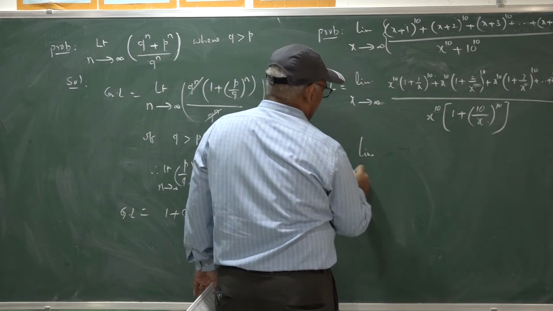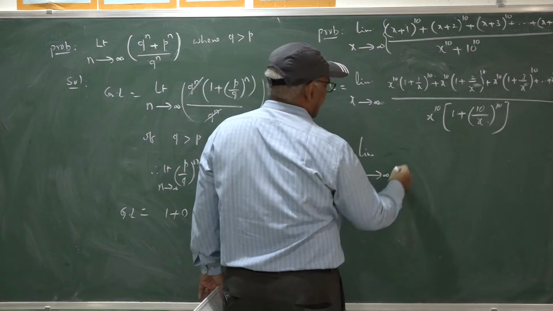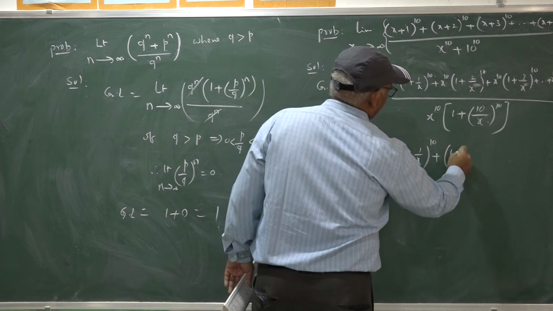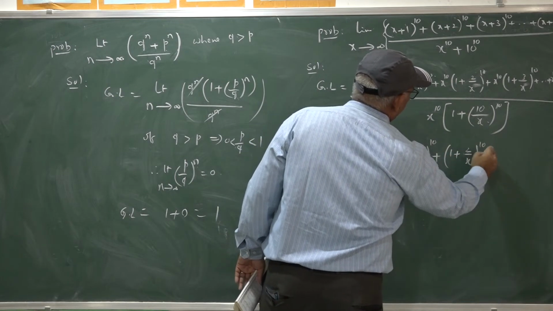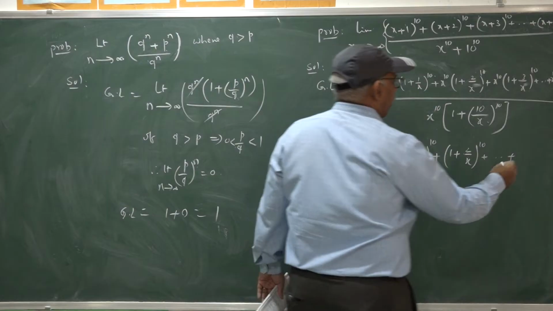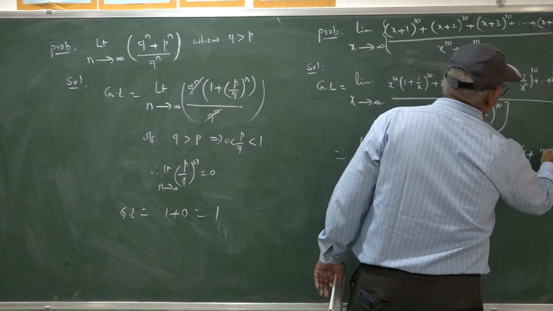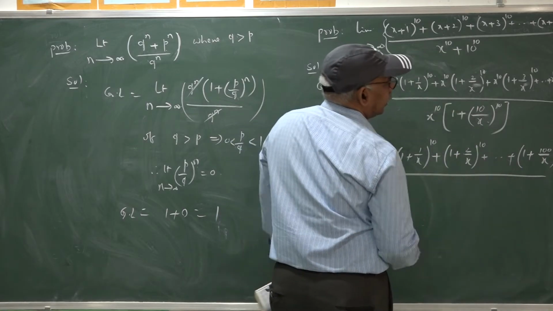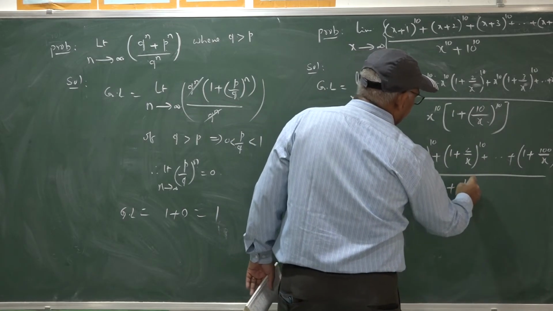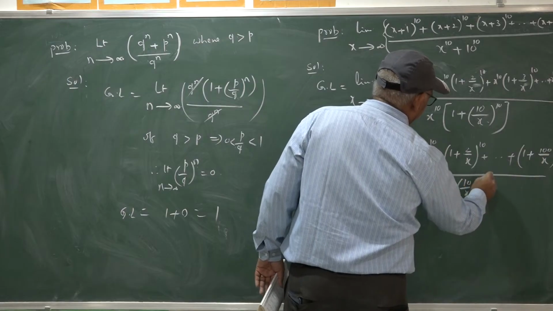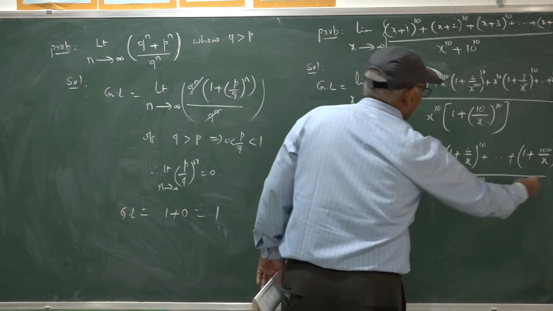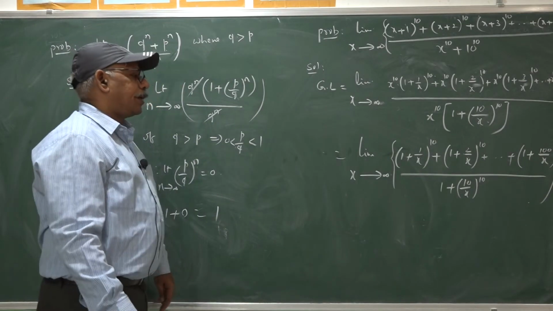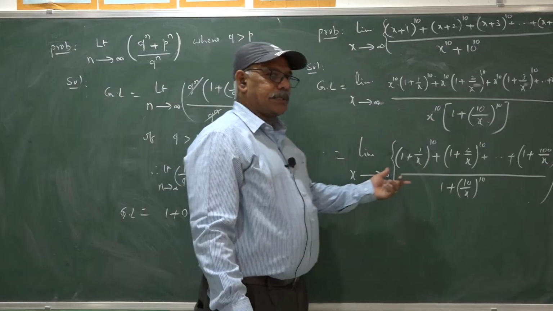So the total function reduces as a function of 1 by x: (1 plus 1 by x) whole power 10, (1 plus 2 by x) whole power 10, like that, up to (1 plus 100 by x) whole power 10, divided by (1 plus 10 by x) whole power 10. I just modified the given limit as a function of 1 by x.